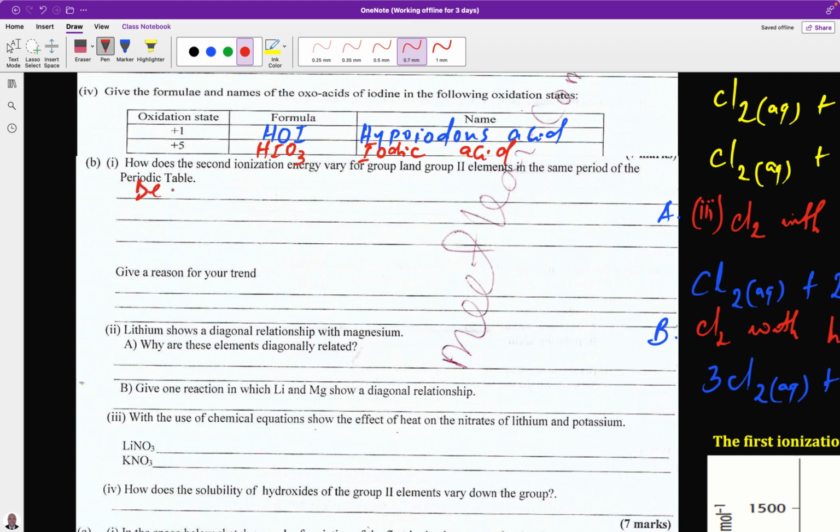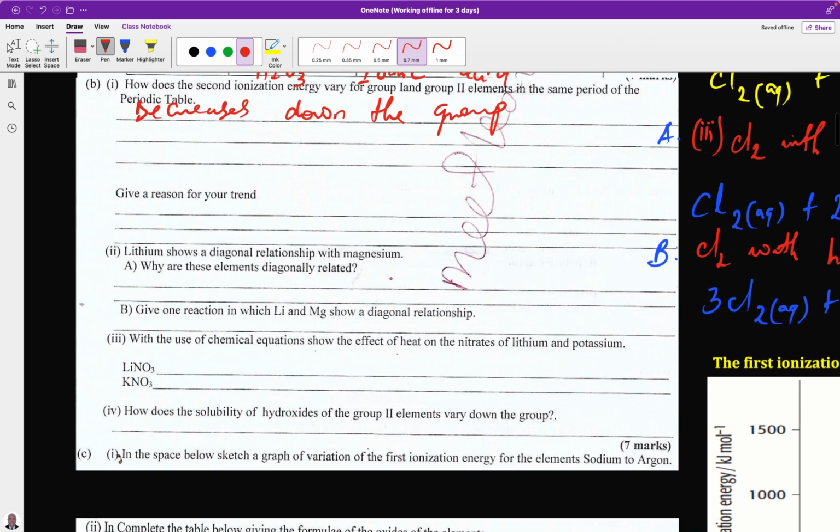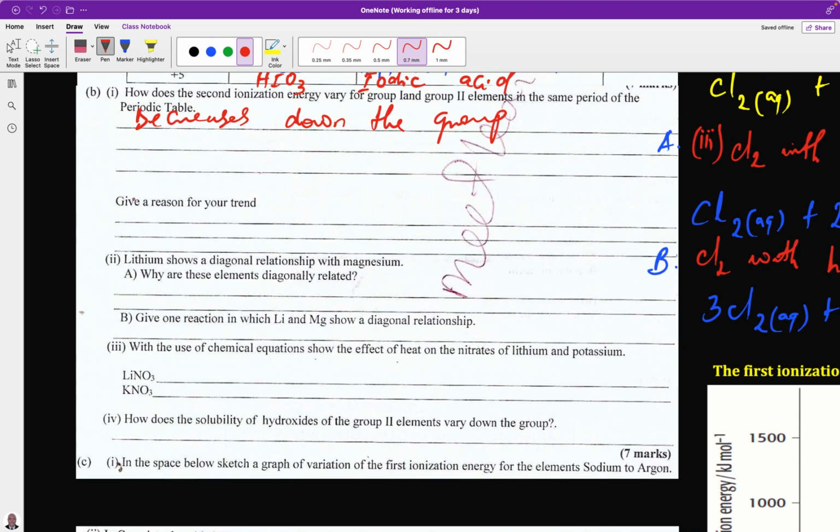We can say the second ionization energy of group 1 and group 2 decreases down the group. Then give reason for your trend. Why does the second ionization energy of group 1 and group 2 decrease down the group? The first reason for this will be 1.